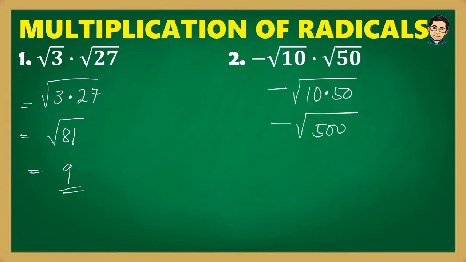500 is not a perfect square, but it has a factor which is a perfect square, and that is 100. So express natin as 100 times 5. And then the square root of 100 is 10. So magiging negative 10 square root of 5. This will be our final answer.